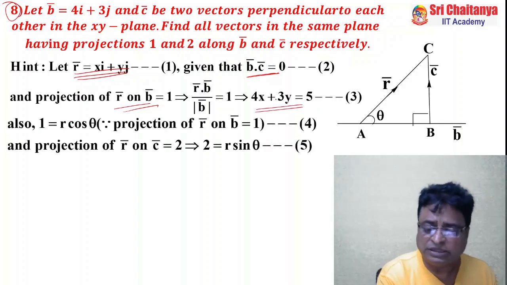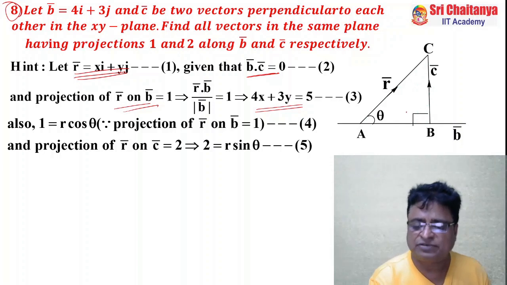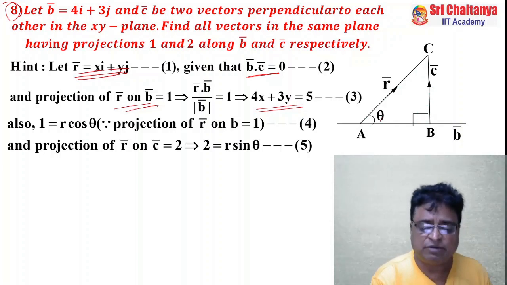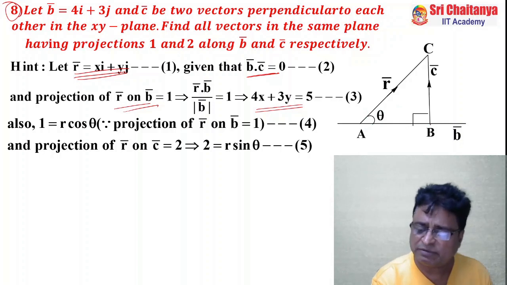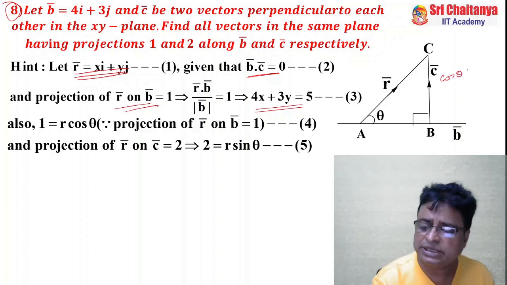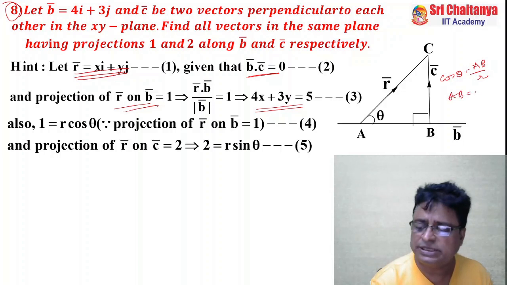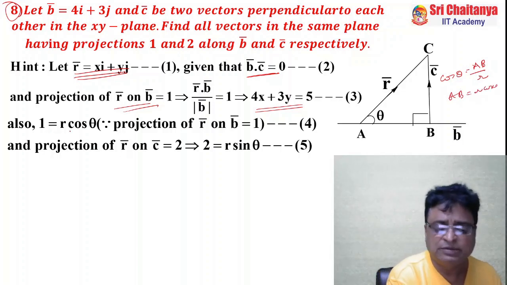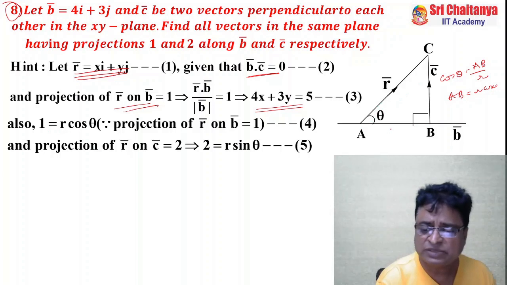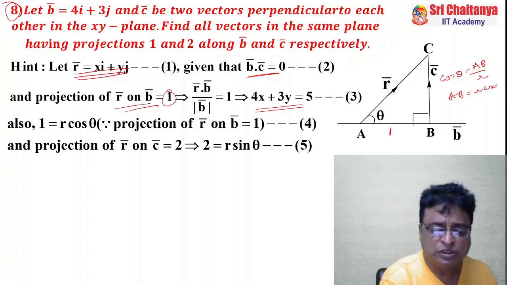Similarly, from the diagram, since it is a right angle triangle, cos theta equal to, what is the projection of R bar on B bar? This is my B bar. The projection of R bar on B bar is equal to R bar dot B bar by mod B bar. R is simply nothing but what? AB. How to find AB? Cos theta. What is cos theta from the diagram? Cos theta equal to AB by R. So AB equal to R cos theta. The same thing I have written like this. But AB is given as the projection 1. So 1 is equal to R cos theta.